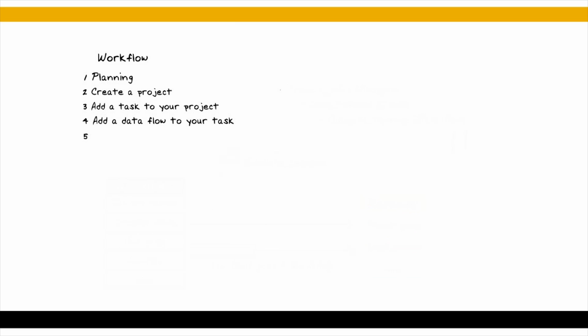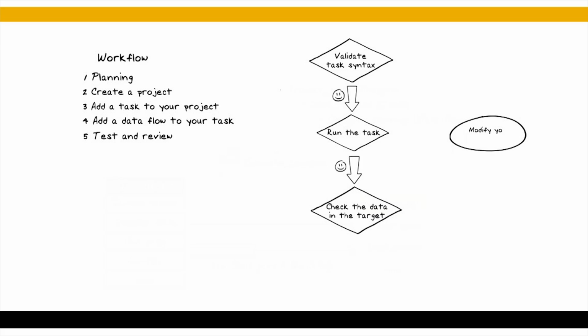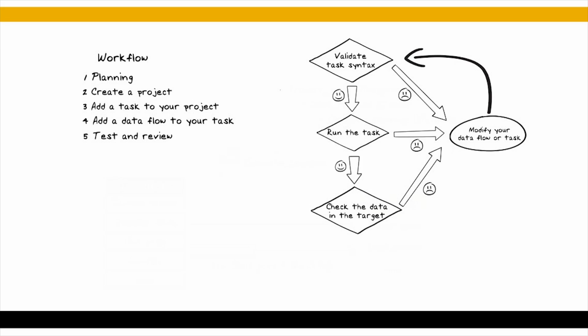Next, you'll need to test and review your data. Validate your task and correct any syntax errors. Run the task. If it runs successfully, check the data in your target to make sure it meets your expectations. If your data isn't correct, you'll need to debug the data flow. You can use the Design Time Viewer to preview samples of your data at each step in the data flow. Best practice is to get your first data flow working as planned before you move on to the next data flow or task in your plan. Do them one at a time.